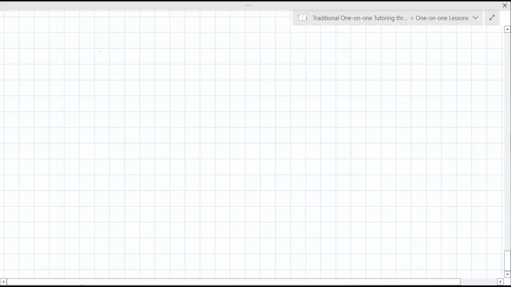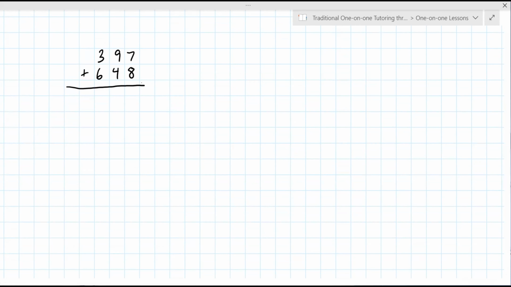We're going to work on 397 plus 648. Okay, what two numbers do we add first? 8 and 7. Okay, and what do they add up to? 15. So what number goes below the 7 and the 8? What number goes down here?